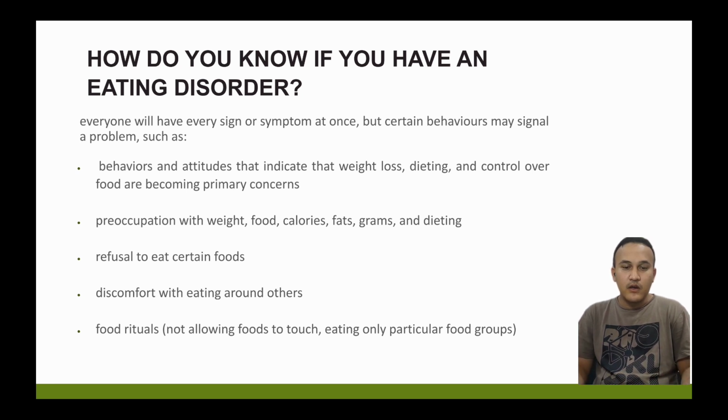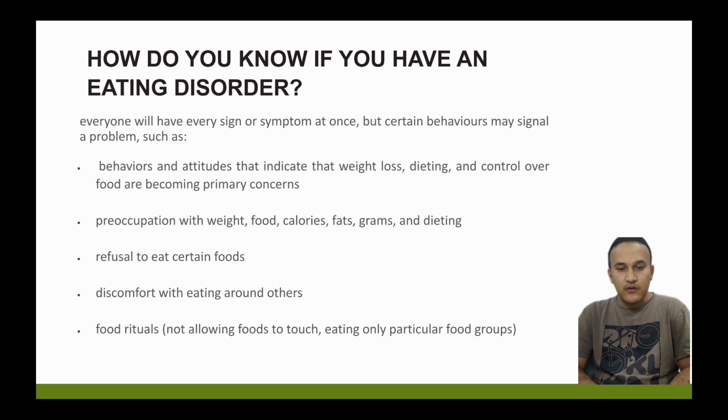Not everyone will have every sign or symptom, but certain behaviors may signal a problem, such as behavior and attitudes that indicate weight loss, dieting, and control over food have become primary concerns. Next is a preoccupation with weight, food, calories, fat, and dieting. Next is refusal to eat restricted food. Next is discomfort with eating around others.